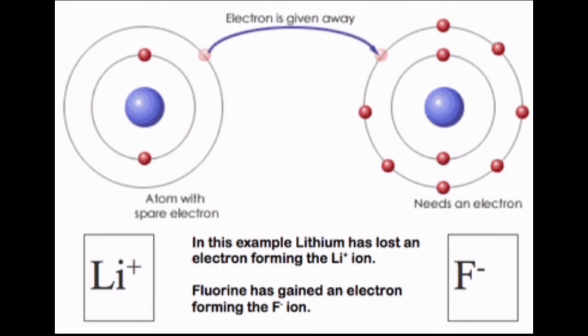In this example, lithium has lost an electron forming the lithium ion. Fluorine has gained an electron forming the fluoride ion. Lithium is a metal, that's why it can transfer electrons, while fluorine is a non-metal, that's why it can gain electrons.